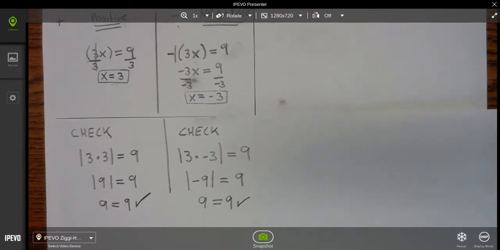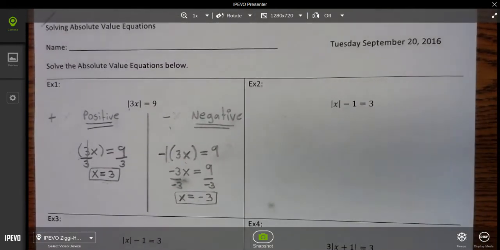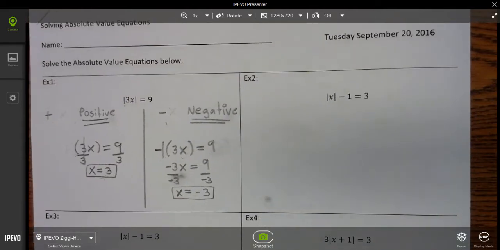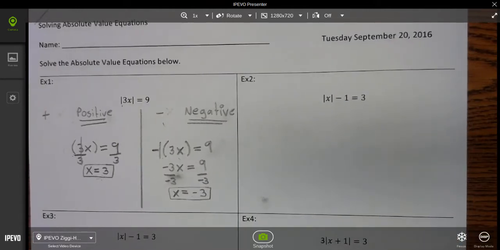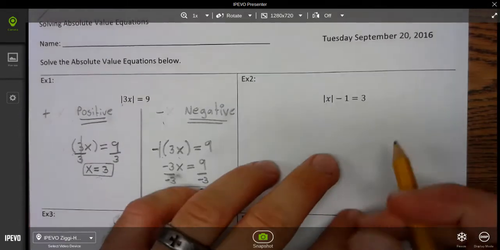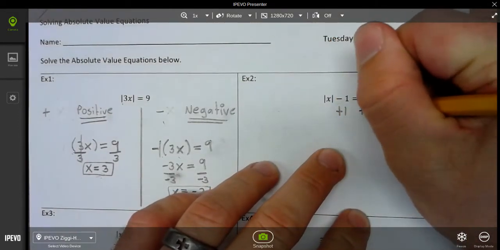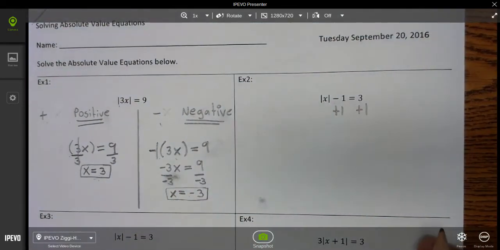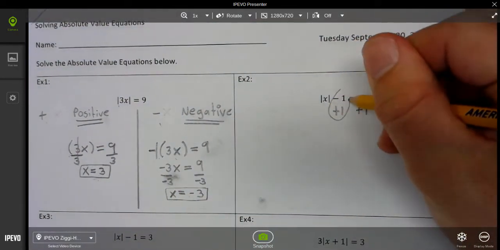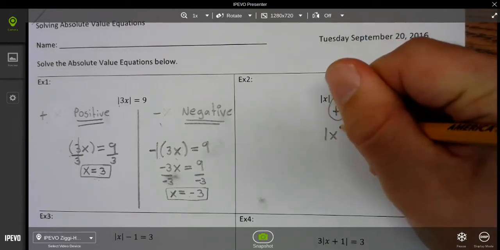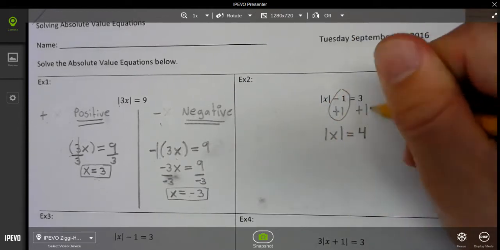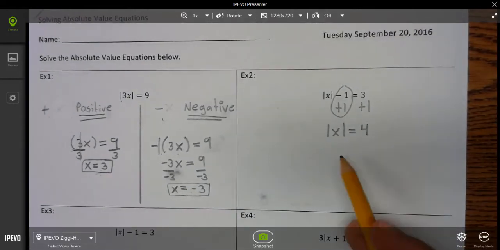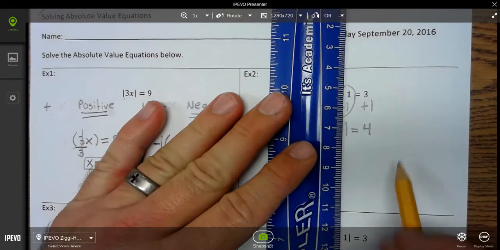So what I recommend doing is pausing the video and trying example 2. Then replay the video and see if, in fact, you did it correctly. So step 1, isolate the absolute value. To do that, we're going to add 1 to both sides. So negative 1 plus 1 is 0. So you get the absolute value of x equals 4. Now, the absolute value is isolated, so now we're going to go to the definition.